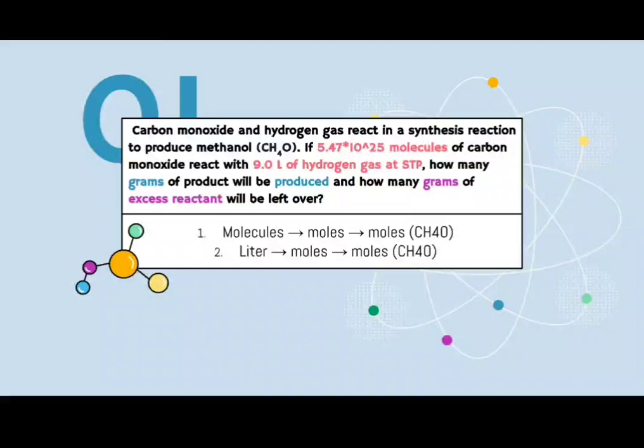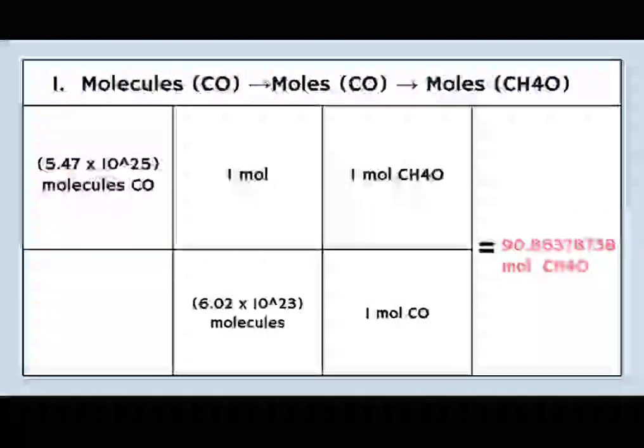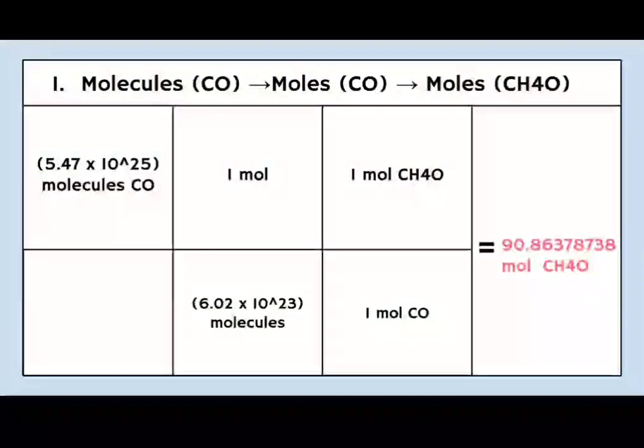Starting with our first reactant, carbon monoxide, we have 5.47 times 10 to the 25th power molecules, which will be converted to moles of carbon monoxide, to moles of methanol. And then the next one will be the reactant of hydrogen gas, 9.0 liters. That will be converted to moles of hydrogen gas to moles of methanol. This is just the process in which the conversion happens and how it's set up.